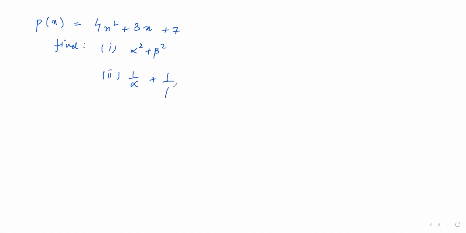If alpha and beta are the zeros of the polynomial P(x), I'm not writing the full question. You can write: if alpha and beta are the zeros of P(x) equal to 4x square plus 3x plus 7, find the value of, first, alpha square plus beta square, and then second, 1 upon alpha plus 1 upon beta. Now do this, both of you.